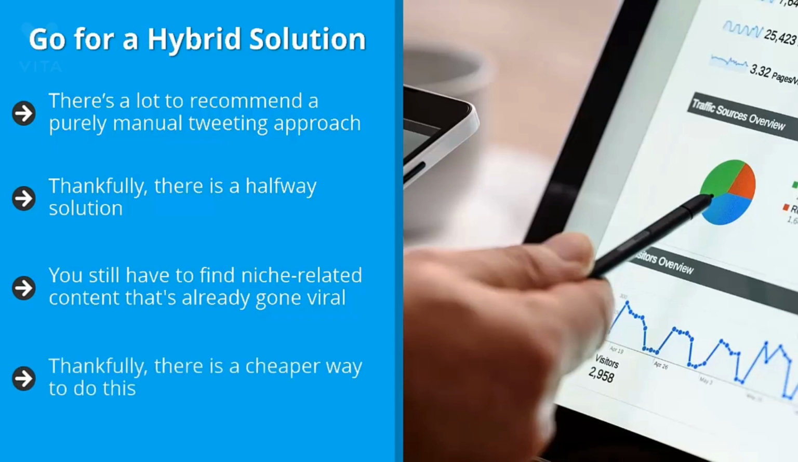Thankfully, there is a cheaper way to do this. You can, of course, do this yourself. Like I said, time is money. You might also feel like you're going nuts because you have to read so much material.